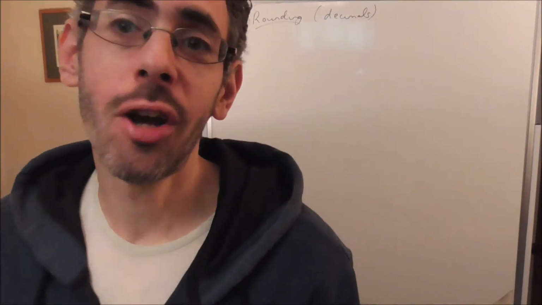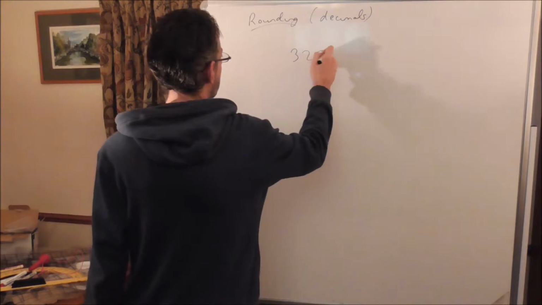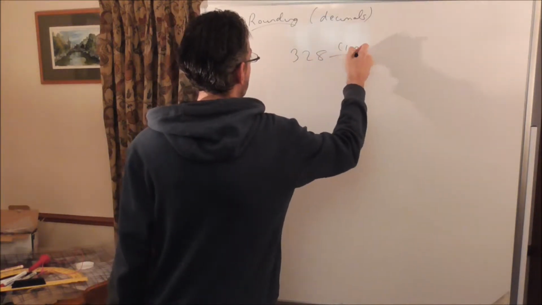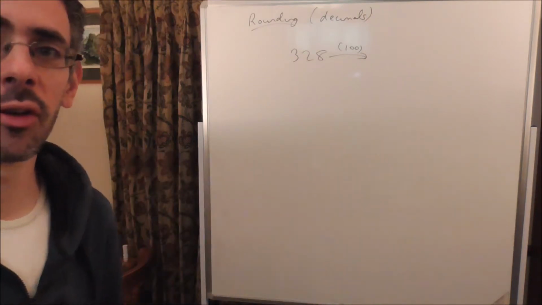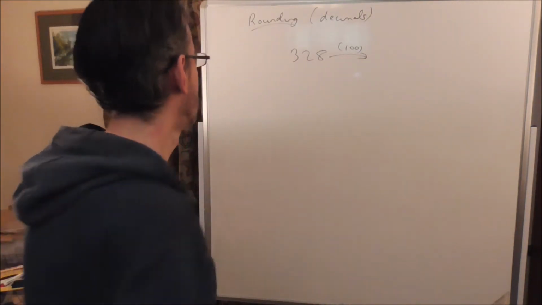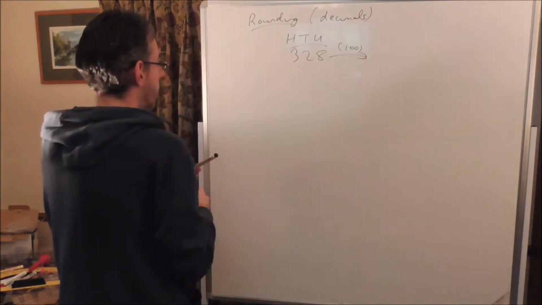Right, let's do some rounding to the nearest 100 now in a bit more detail. So my first one's going to be 328. So what's that to the nearest 100? That just means which multiple of 100 is it closest to. I'm sure some of you know the answer already, but I'll just go through the process. You've got the hundreds digit here, the tens digit, the units digit. We're rounding to the nearest 100.